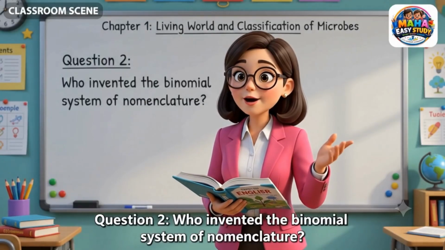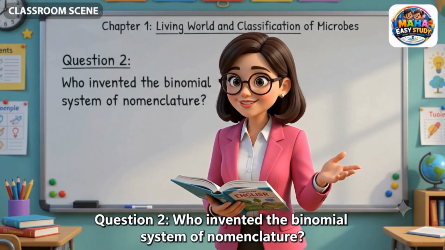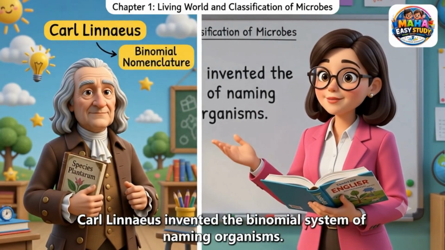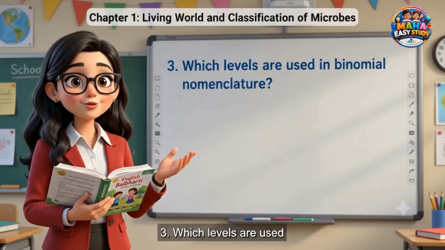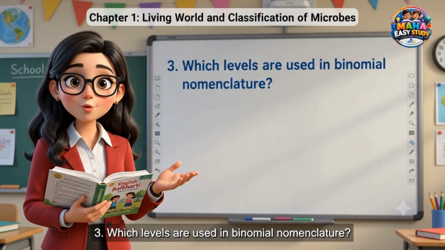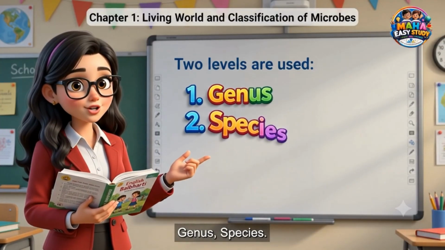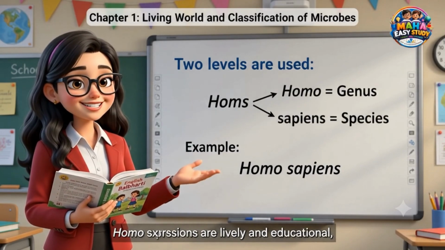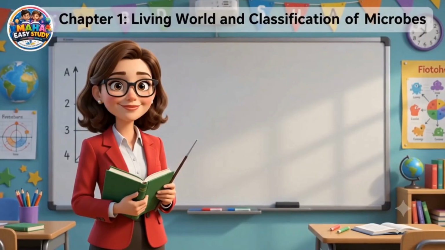Question 2. Who invented the binomial system of nomenclature? Carl Linnaeus invented the binomial system of naming organisms. Question 3. Which levels are used in binomial nomenclature? 2 levels are used: genus and species. Example, Homo sapiens: Homo is the genus, sapiens is the species.